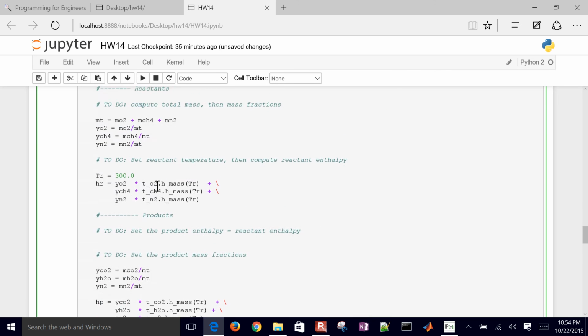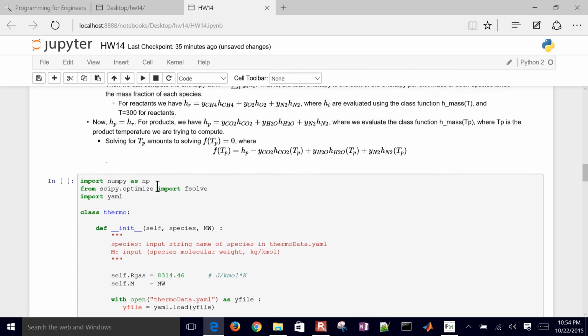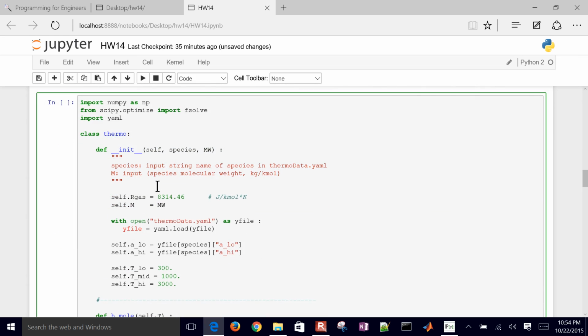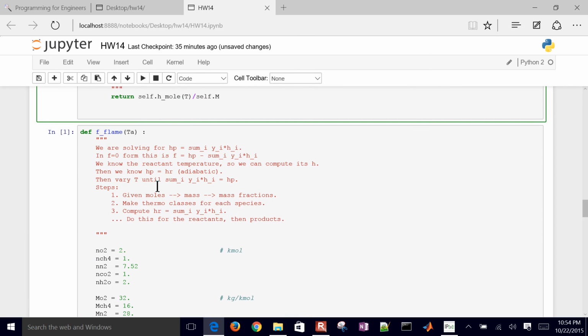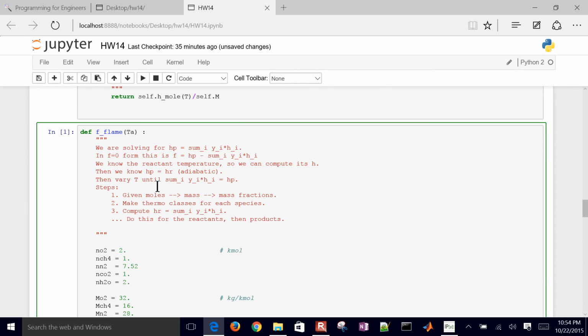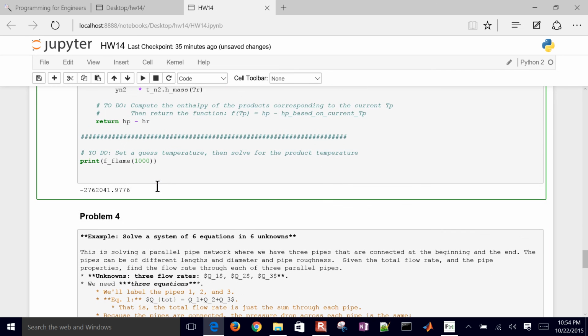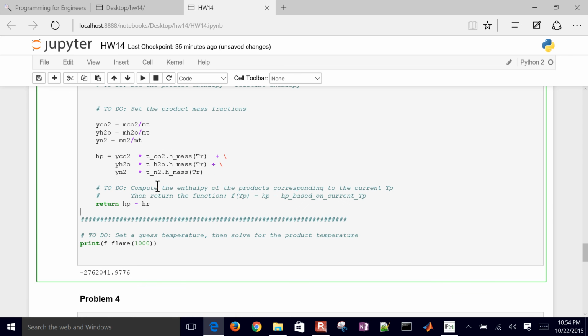Oh, you know what? I haven't run these other ones yet. So if you get that error, it means you haven't run this first block. Let me run that one, and then I'm going to come down here and run this block. Let's see if I get a different error now. Okay, I got it correct.